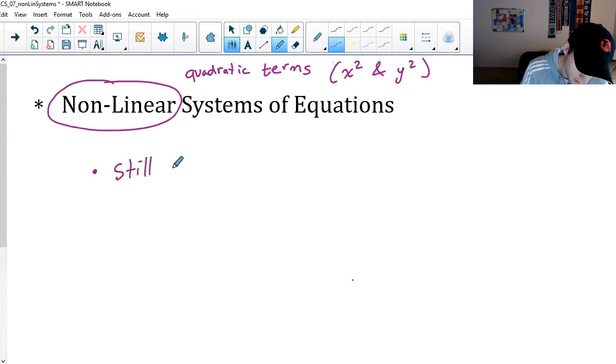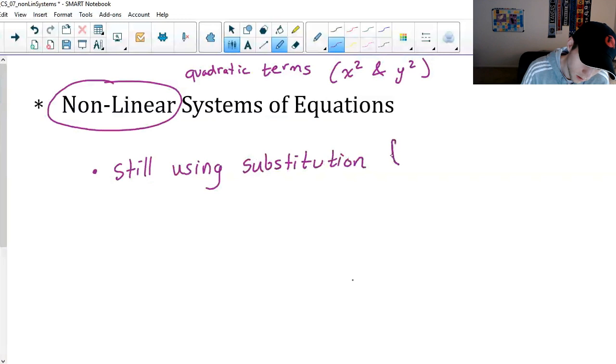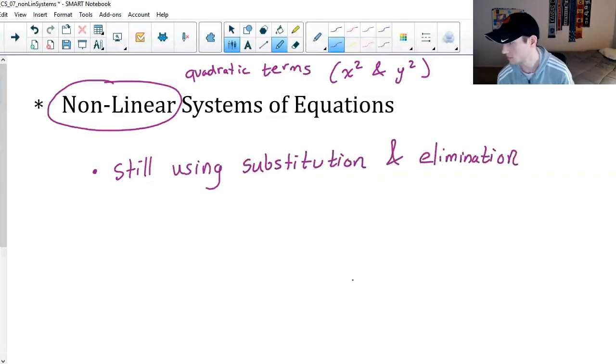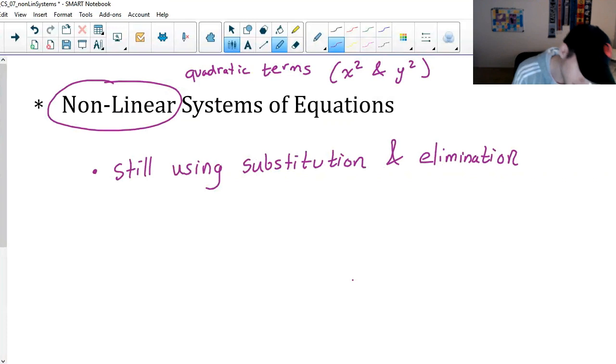As far as our methods go, we're still using what we've done before. Substitution, if we can. And if we can't do that, or if it's not practical, then we'll use elimination. Again, just like before, we get matching terms on the same variable, the positive version and the negative version, so we can cancel them when we add the equations together. So the methods have not changed. It's just what the equations look like.